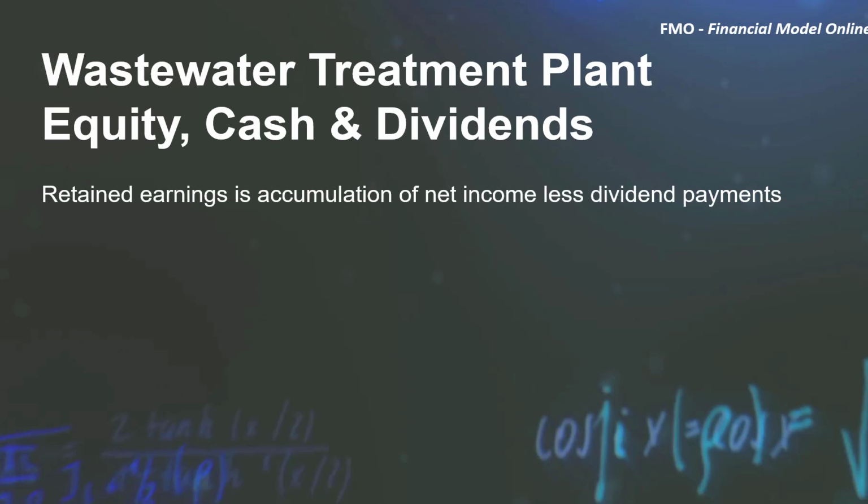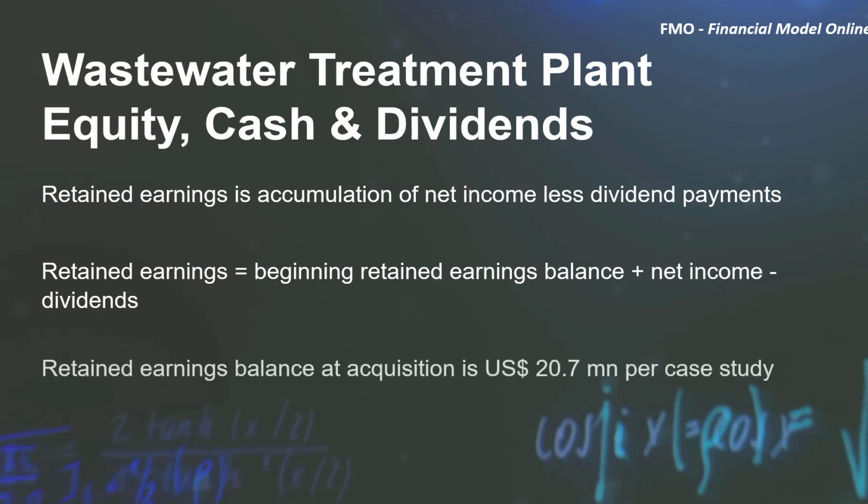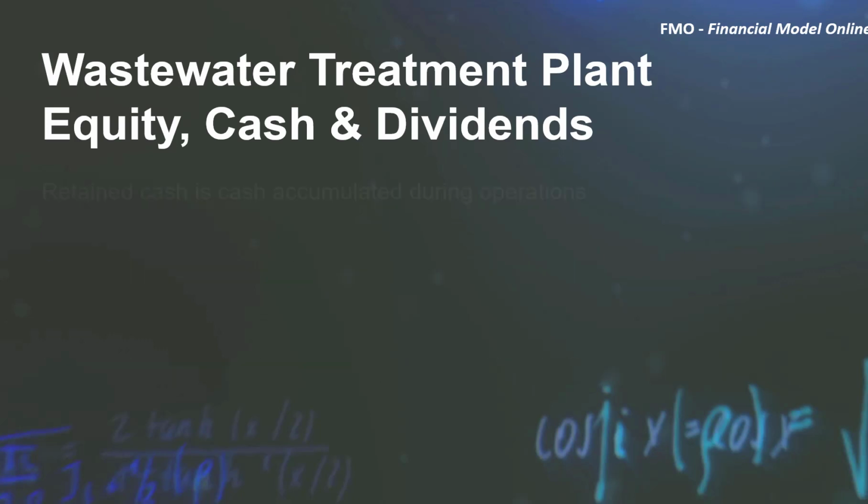Retained earnings is the accumulation of net income less dividend payments. The formula for retained earnings is beginning retained earnings balance plus net income in that period and less dividends paid in that period. According to the case study instructions, the retained earnings balance at acquisition is 20.7 million.